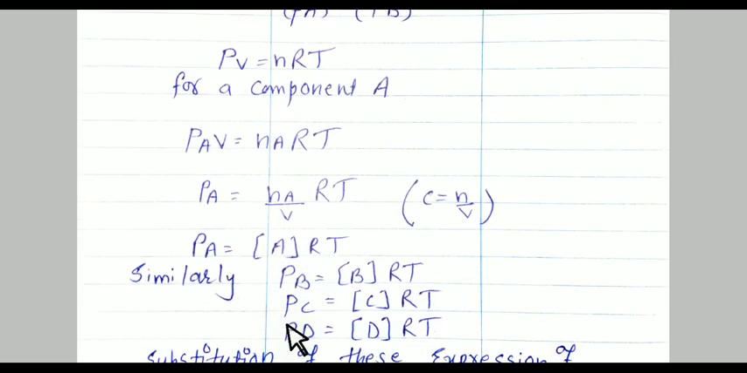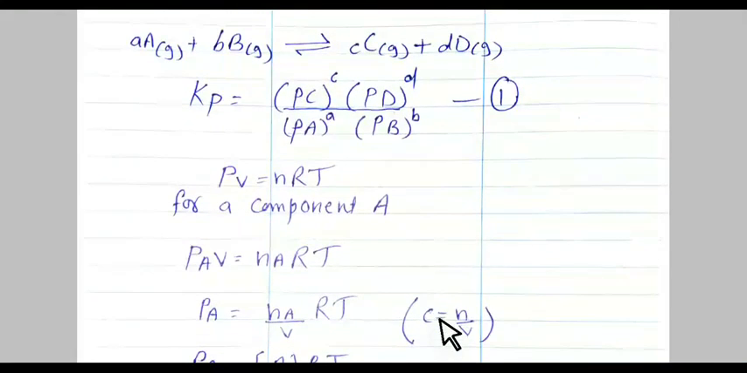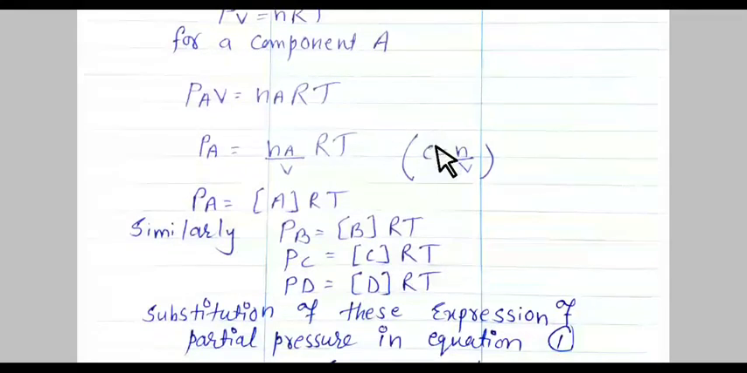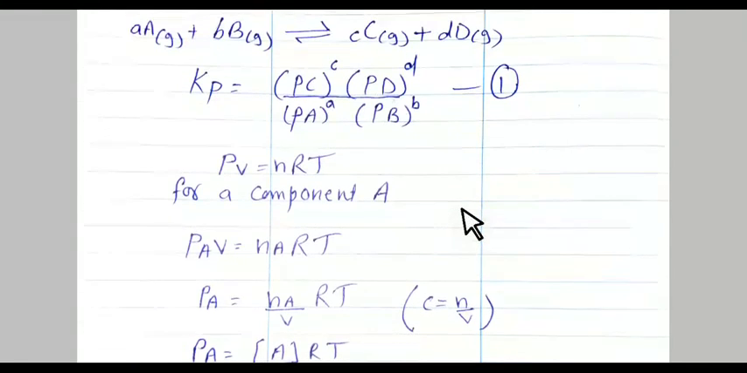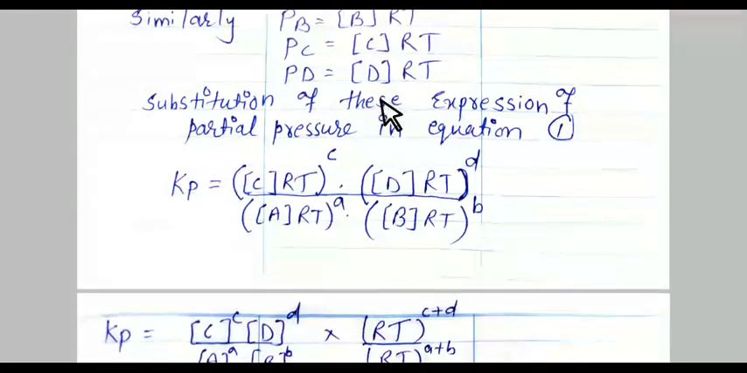Similarly, for the next components: PB is concentration of B times RT, PC is concentration of C times RT, PD is concentration of D times RT. Now see here, in equation number 1 we have PC, PD, PA, PB. Also here we have the formulas for PA, PB, PC, PD. So all these values we can put in equation number 1. By substitution, we get concentration of C times RT into concentration of D times RT. In place of PC, we add concentration of C times RT.